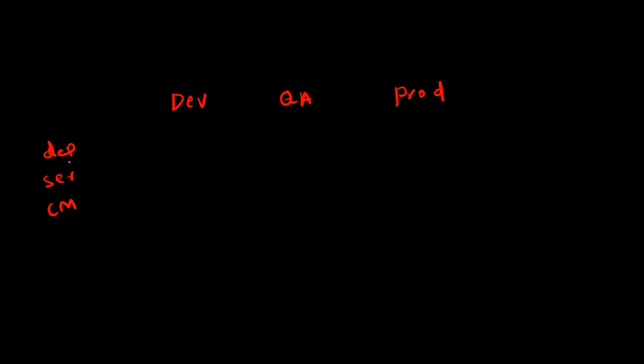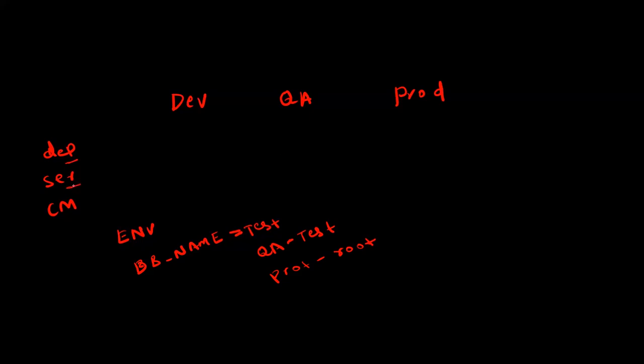Let's assume in the deployment you have some env variable with the name db_name. This value will change across dev, QA and prod. In dev it might be a test user, in QA it may be QA test, and in production let's say it's a specific user, prod root, in the production environment. And the service ports that you are using usually won't change across environments.